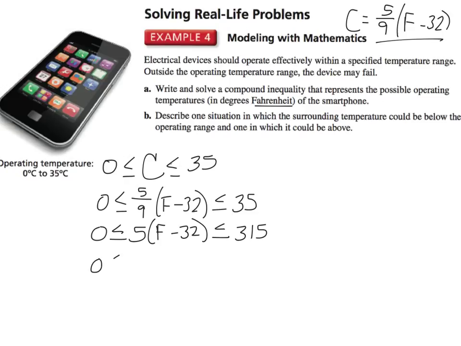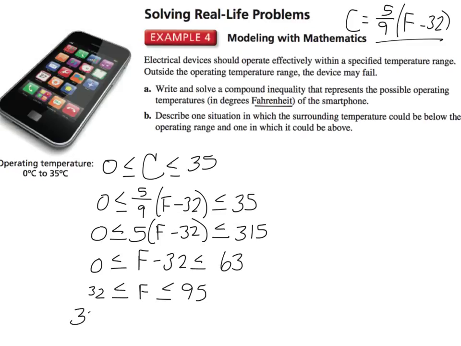I still get 0 is less than or equal to F minus 32 is less than or equal to 63. I now add 32 to all three parts. So that'd be 32 is less than or equal to Fahrenheit, less than or equal to 95. So what does that mean? That means the operating temperature is 32 degrees Fahrenheit to 95 degrees Fahrenheit. That's part A.